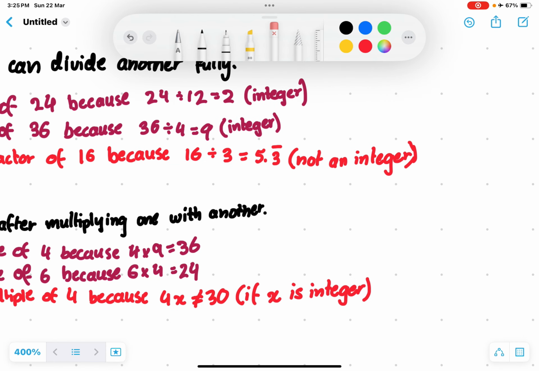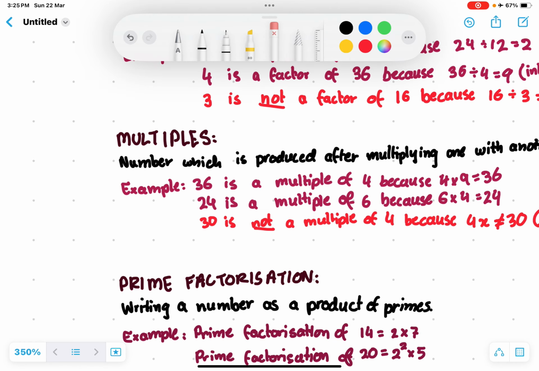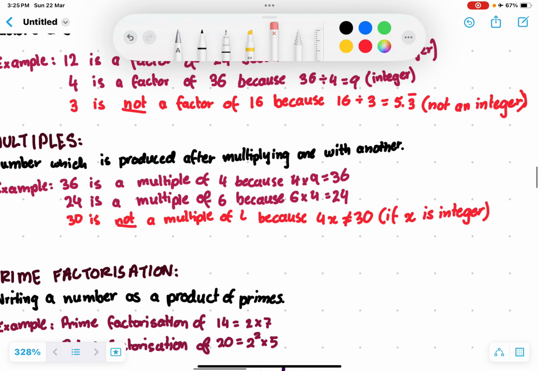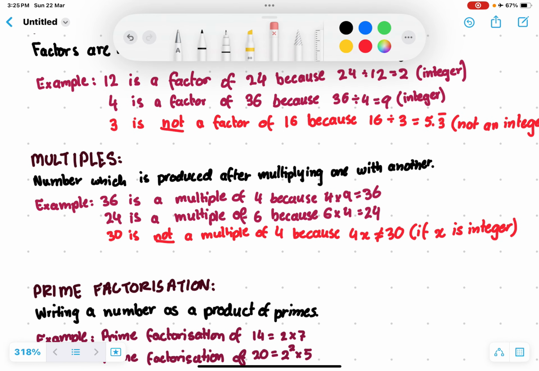Now, let's look at multiples really quickly. Since we know what factors are, multiples are going to be easy, just a piece of cake. Multiples are numbers which are produced after multiplying one number with another. Not a very good definition, but let's understand through an example because it's much easier to visualize. Our example says that 36 is a multiple of 4 because 4 times 9 is 36.